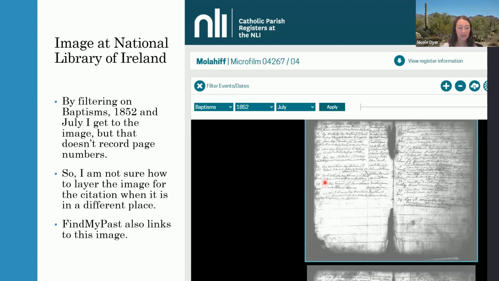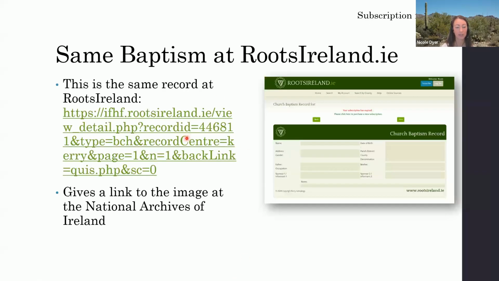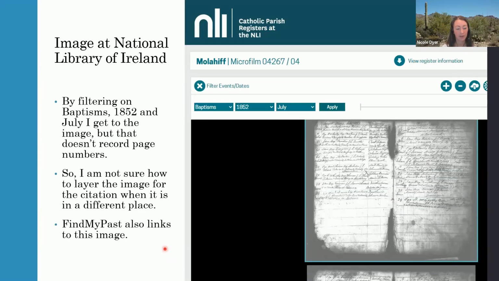It doesn't give a page number on this page or on the image group. It doesn't say the page number here. So part of the question is now, how do I make a layered citation for this when the image is in a different place than Roots Ireland, which is the database where it was found, and also noting that Find My Past links to the same image. So it's a complicated question, and let's go to Find My Past to see what that one looks like.